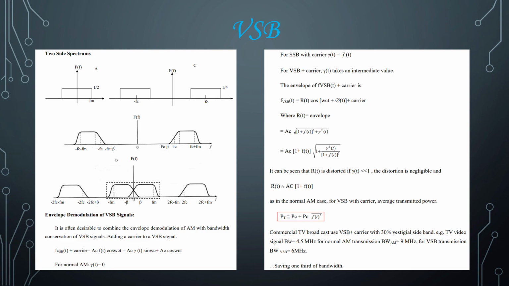Commercial TV broadcast uses VSB plus carrier with 30% vestigial sideband. Example, TV video signal, which has a bandwidth of 4.5 MHz for normal AM transmission, and a bandwidth of the amplitude modulation of 9 MHz for VSB transmission, and of the VSB as 6 MHz, thus saving 1/3 of the bandwidth.